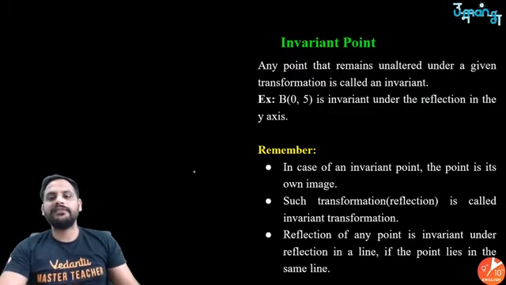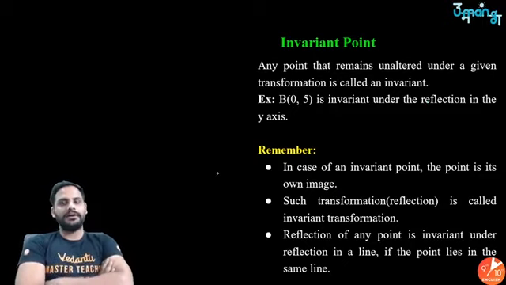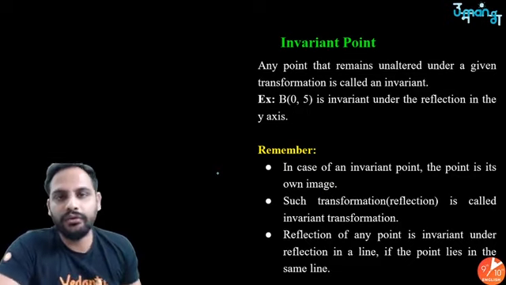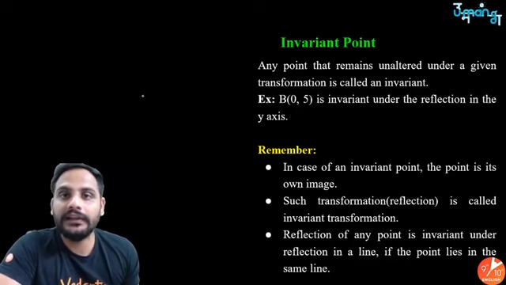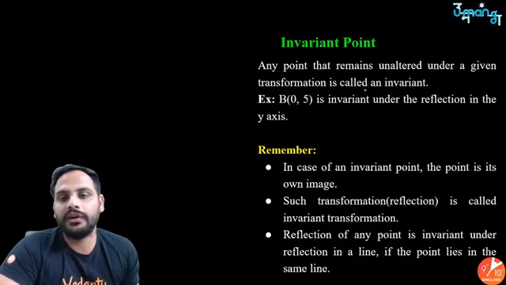Okay, after that, invariant points. Invariant points are those points whose image will have the same coordinates as the original point, right? So they do not have any changes after reflection. Even after reflection, the point's coordinates do not change.